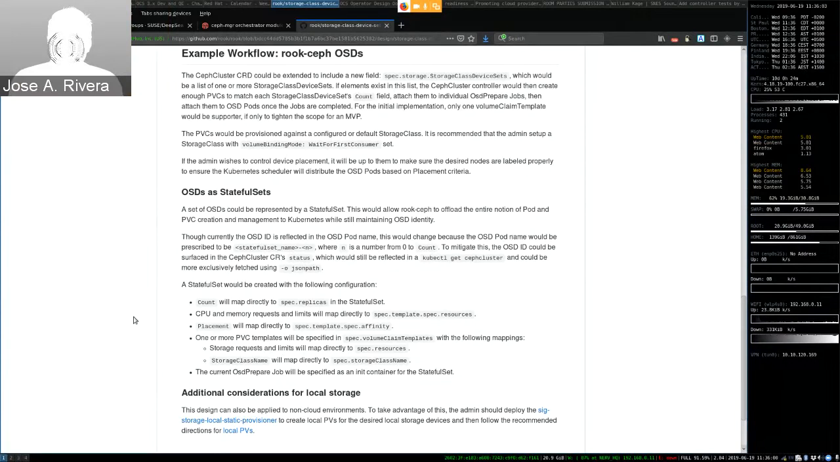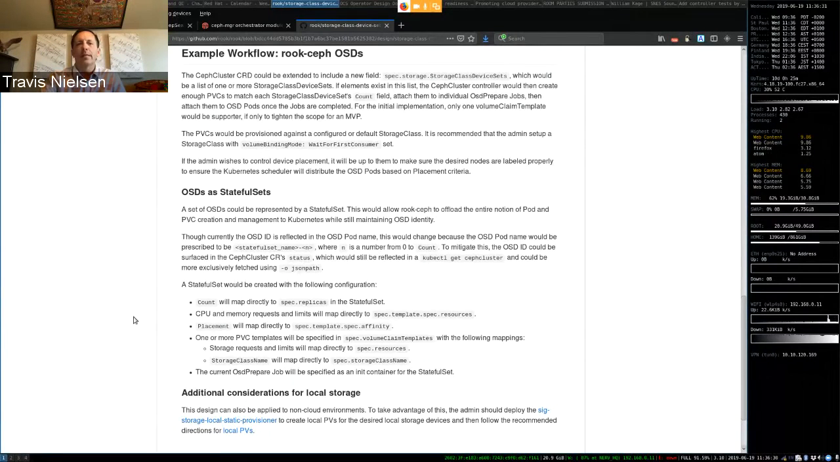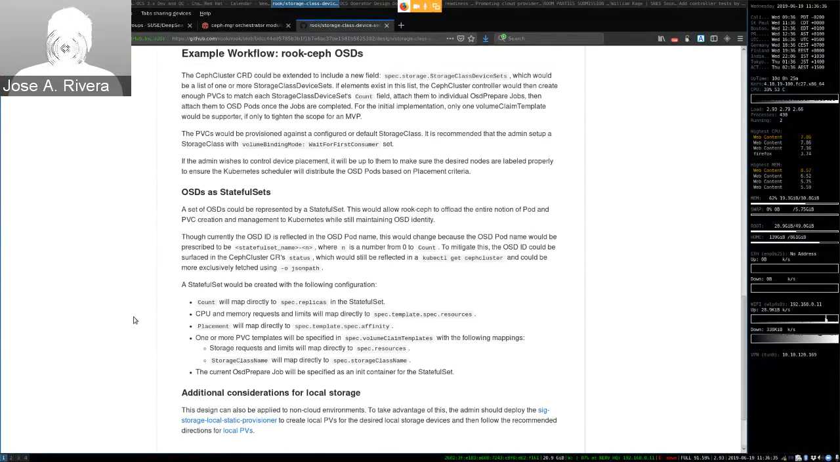Right. A Ceph ignorant question. For a given OSD pod, or actually I should say for a given OSD process in an OSD pod, is it pre-configured with the ID of the OSD it's supposed to be? Yeah, when the OSD process starts, yes, it needs its ID. And then it goes look for that data on the device?